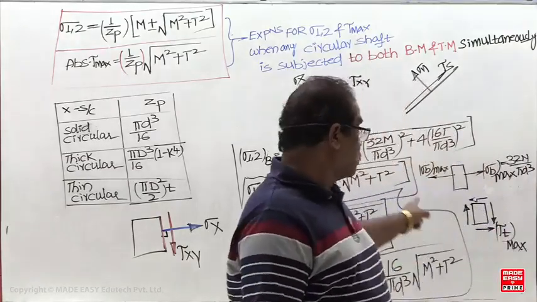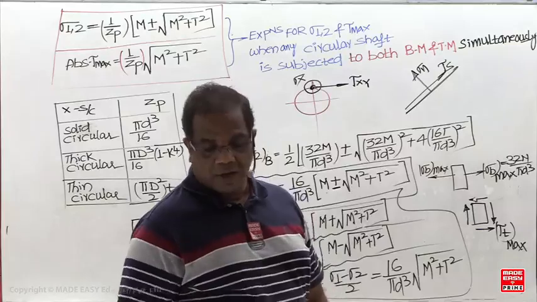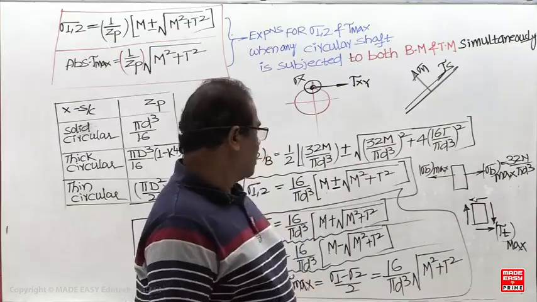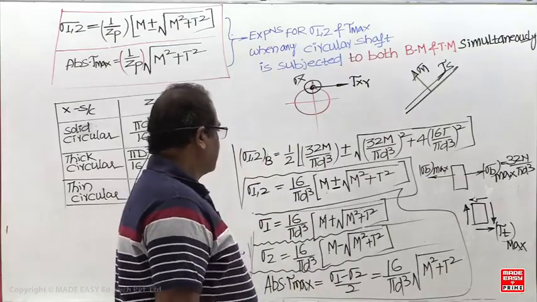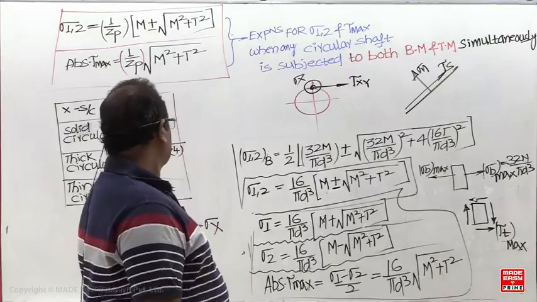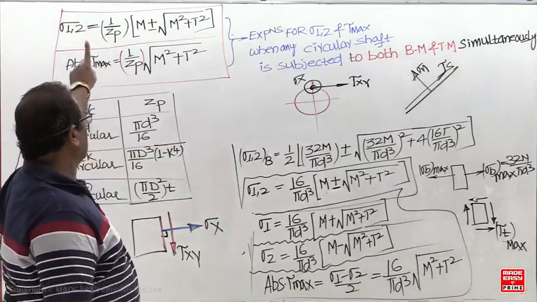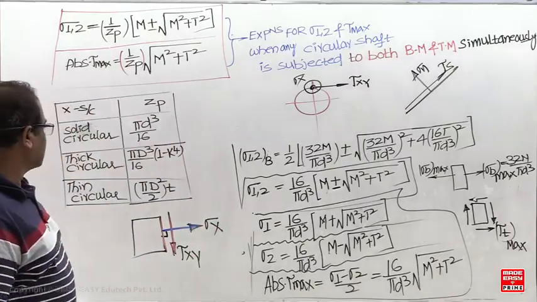So with this, the total chapter number 7 is completed. And these are the important equations. They can be used for any cross section.